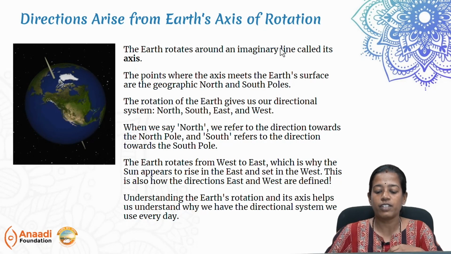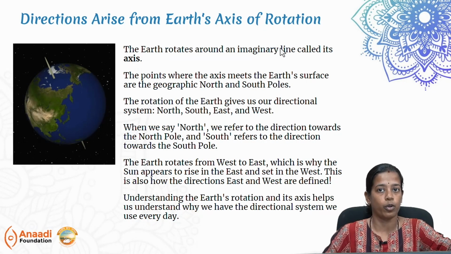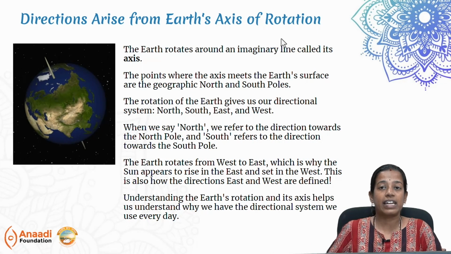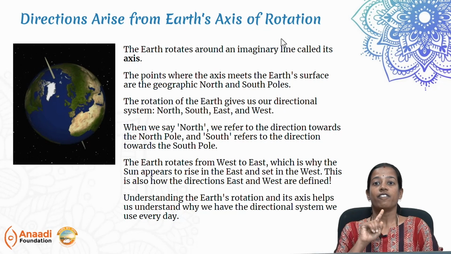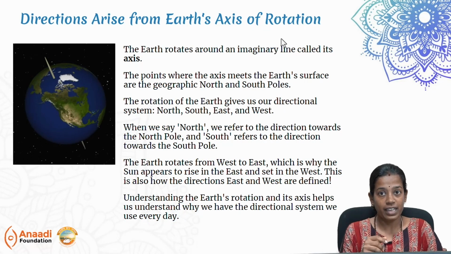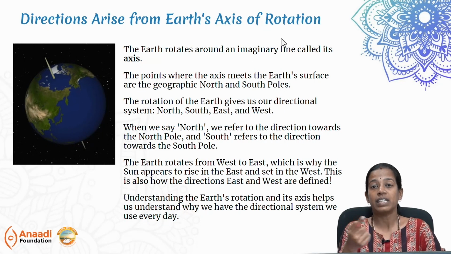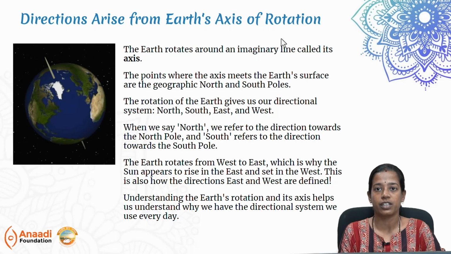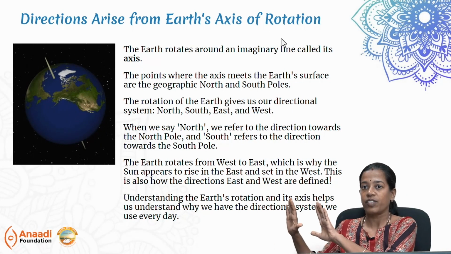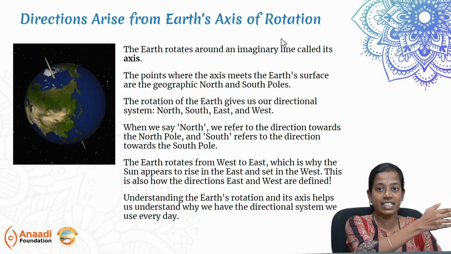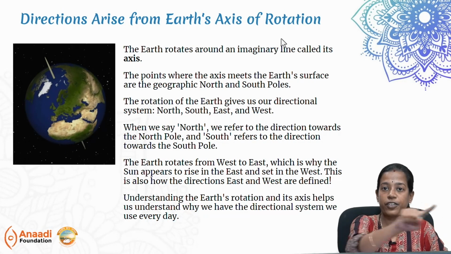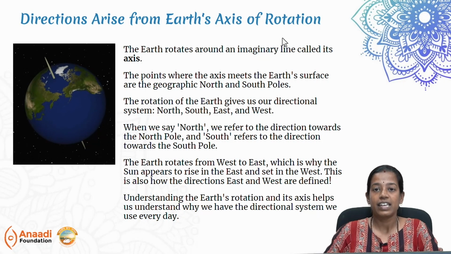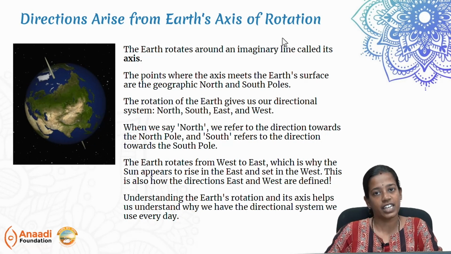When we say north, we generally refer to the direction of the north pole, while when we say south, it is the south pole that we refer to. We also saw that the earth is rotating from west to east, which is why the sun appears to rise from east to west. Why? We saw it with the analogy earlier, and also in the simulation, the analogy of the rotating chair. When I am moving from right to left, all the things that are placed stationary were moving from left to right. Understanding the earth's rotation and its axis helps us understand why we have a directional system in place.